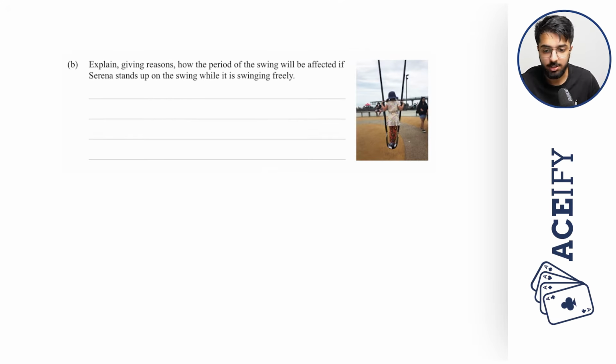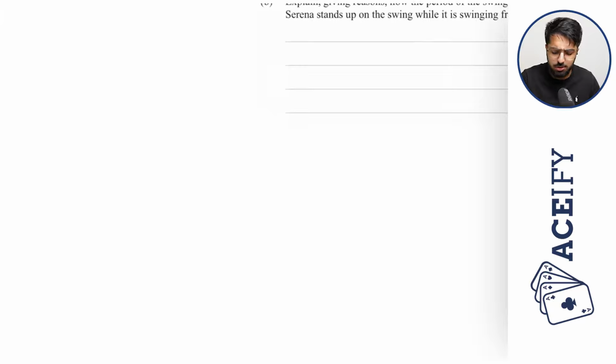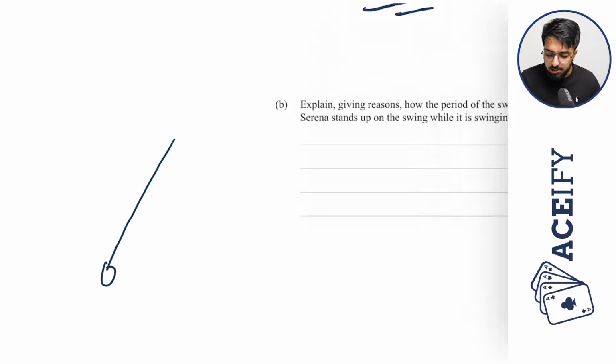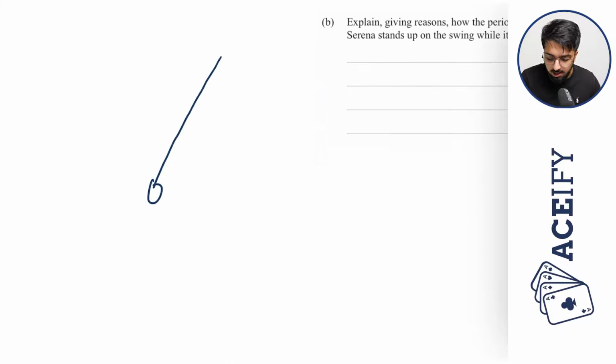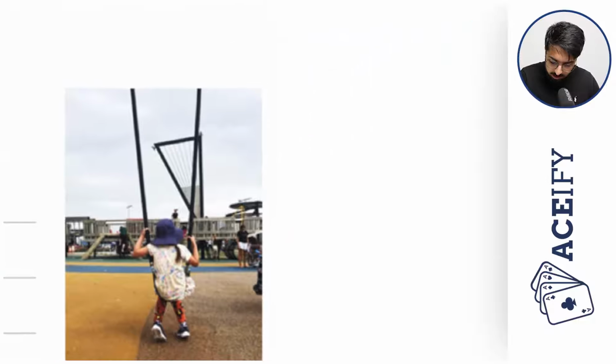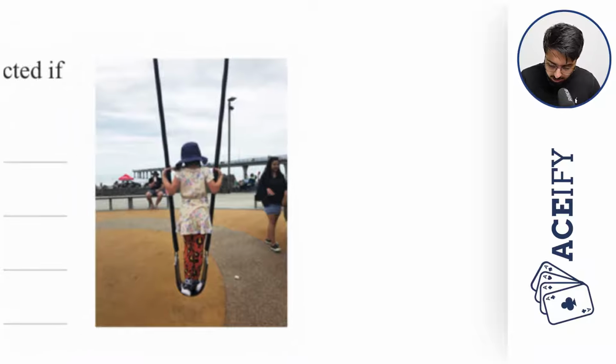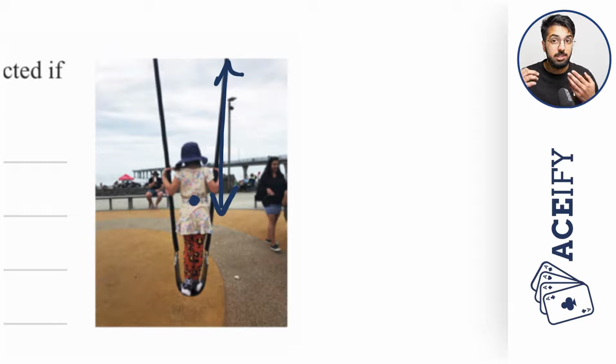Explain, giving reasons, how the period of the swing will be affected if Serena stands up on the swing while it's swinging freely. This question touches on an important topic. When we have a swing, or any pendulum for that matter, let's use a pendulum in this example, the length in this equation is the length from the pivot all the way to the center of mass of the mass. So when Serena is sitting down, the length is roughly this length, let's say her center of mass is right here. When she stands up, the center of mass is still going to be roughly right here, and so as you can see, the length of the swing has effectively decreased.